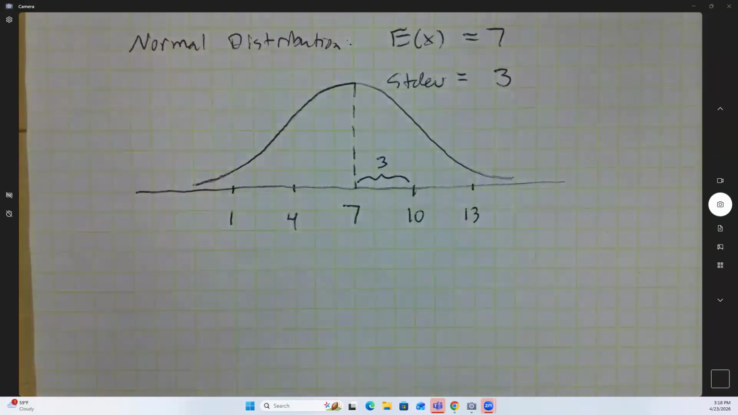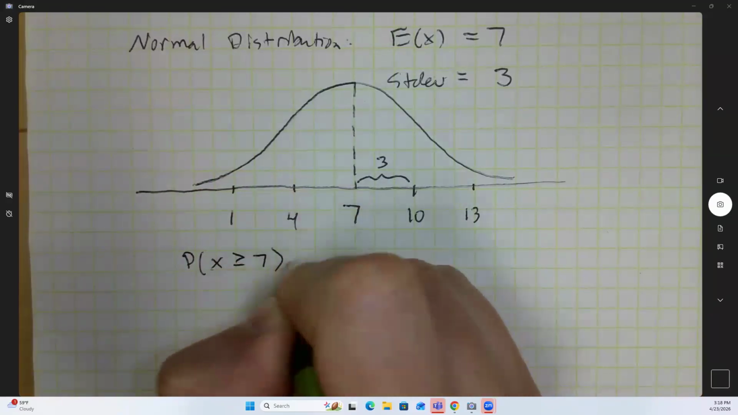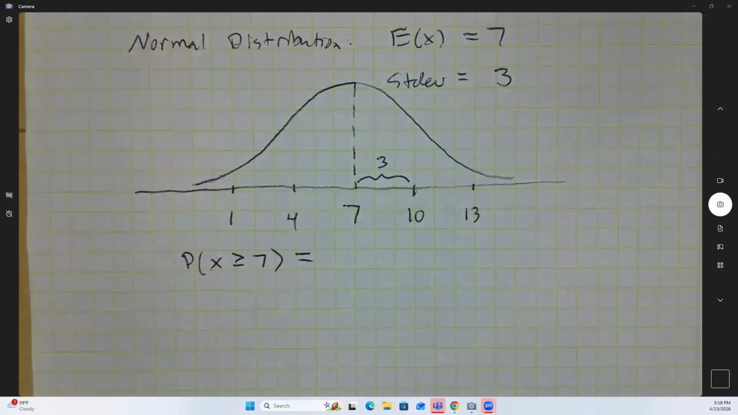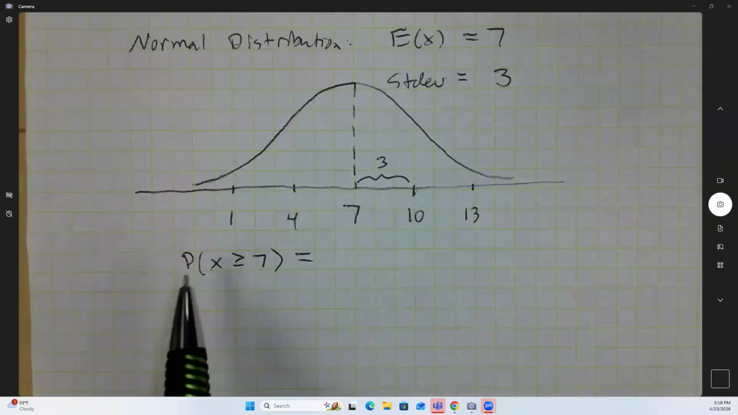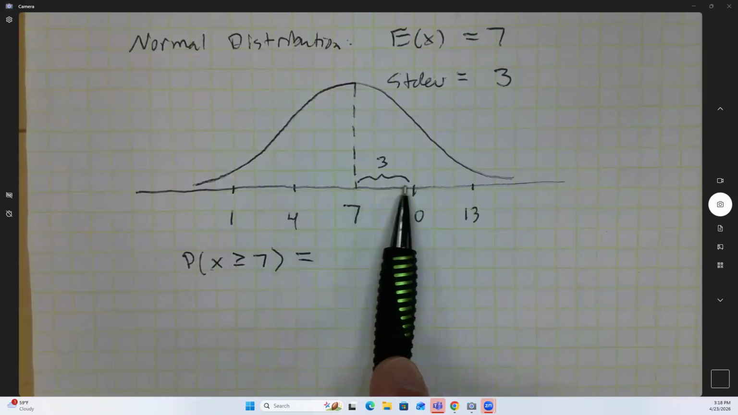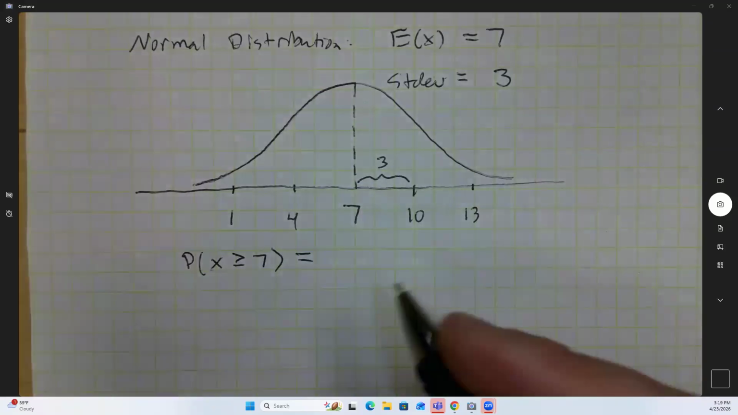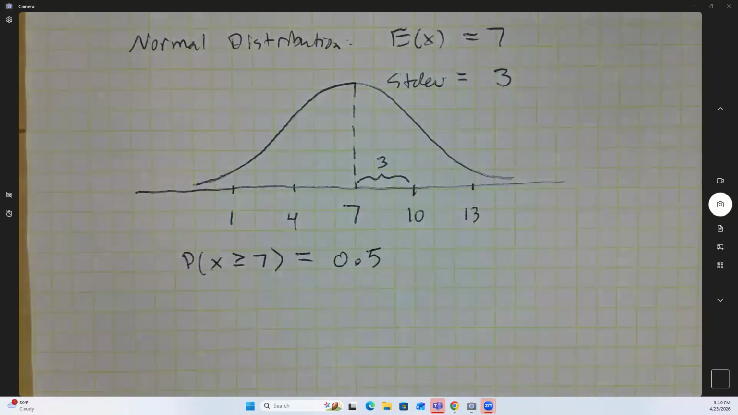Now I can start asking some questions. For example, what's the probability that x is greater than 7 or greater than or equal to? That's a number, and I think you can tell me the number. So talk about it with your neighbor and decide what is the probability of observing an x greater than or equal to 7. So the probability that x is greater than or equal to 7 says I'm going to observe an x that is here or more. And Lily, what was that probability you just said? 50% or 0.5. Yep, because it contains half the area of the shape.